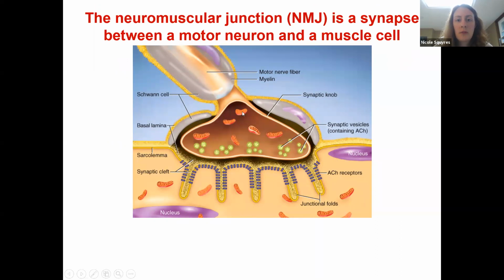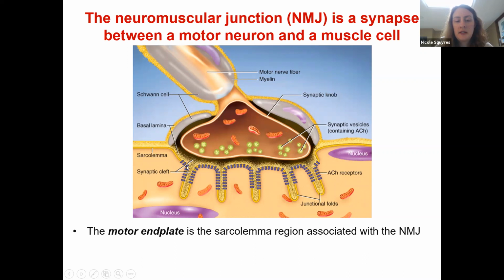All right, so here is our motor neuron, right? Here is its axon, and here we're looking at the axon terminal, or what can also be called in this image the synaptic knob. Okay, so this area right here. What we're looking at here, this is the muscle cell. And specifically, this is a region of the muscle cell called the motor end plate. And so it's the part of the sarcolemma, the part of the plasma membrane of the muscle cell that is associated with the neuromuscular junction. Okay, so that is right next to the axon terminal of our motor nerve.